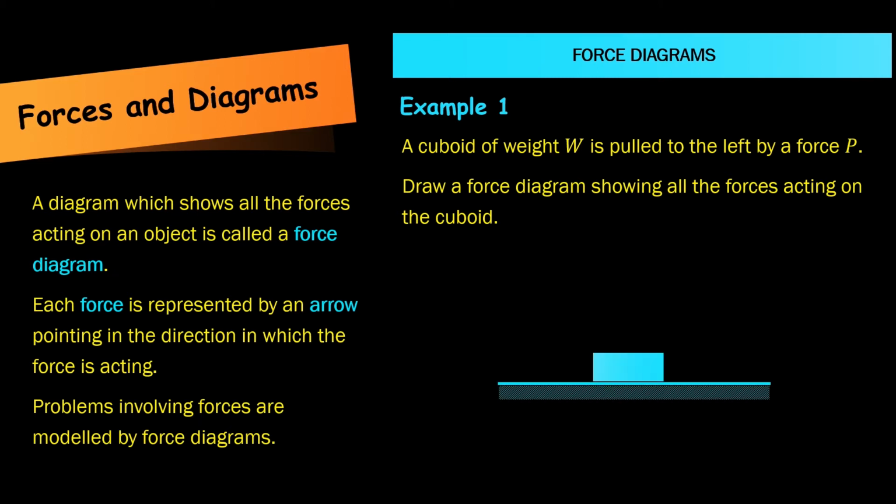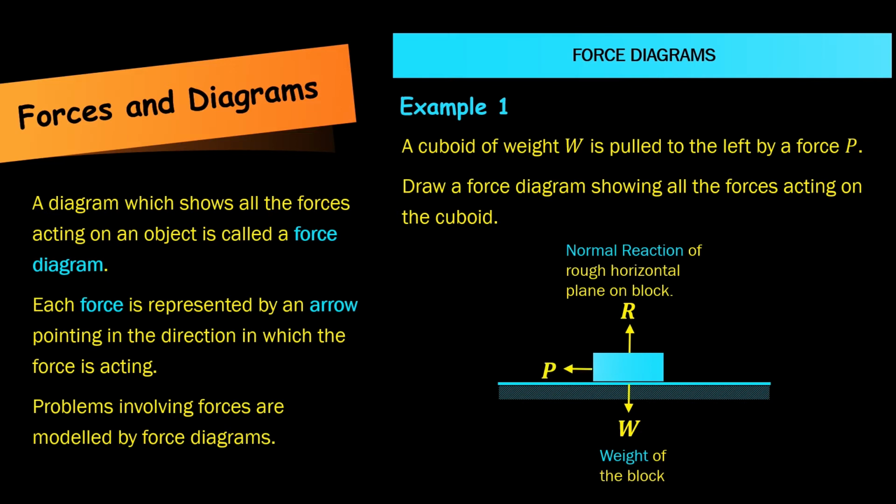So here's our cuboid. Here's the weight. Here's the normal reaction of the rough horizontal plane on the block. And here's the pulling force P on the block. And finally, the resistance due to friction between the block and the plane.